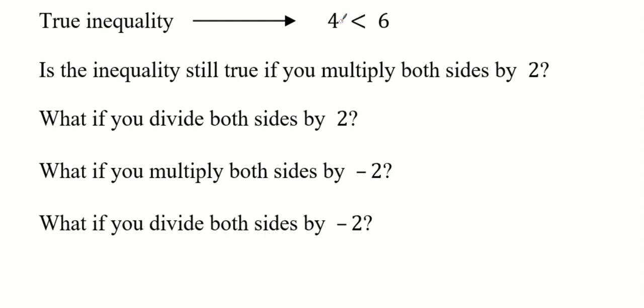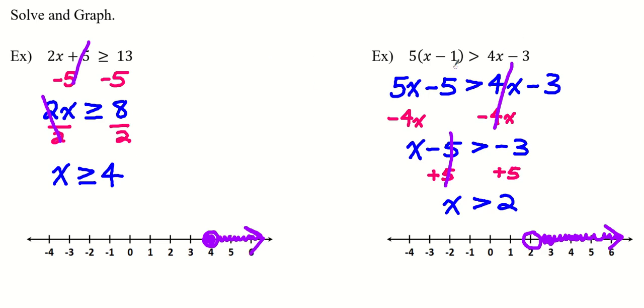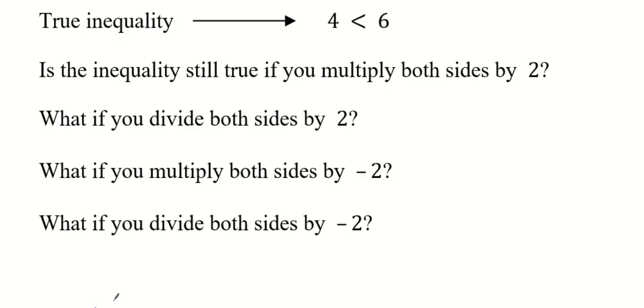We know numbers. So obviously we can do things to both sides. We were just doing it: subtracting 5 from both sides, dividing both sides by 2. As long as you do the same thing to both sides, you're allowed to do that in an inequality, or so it seems. Here we go. Let's see. Is the inequality still true if you multiply both sides by 2? Well, if we do that, I believe we're going to get 8 on the left and now 12 on the right. Is this still true?